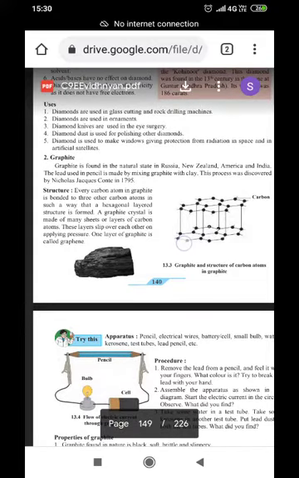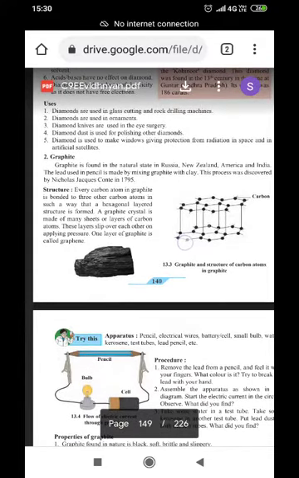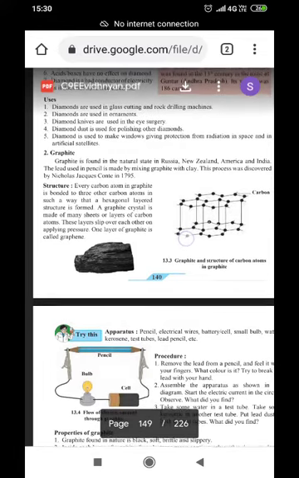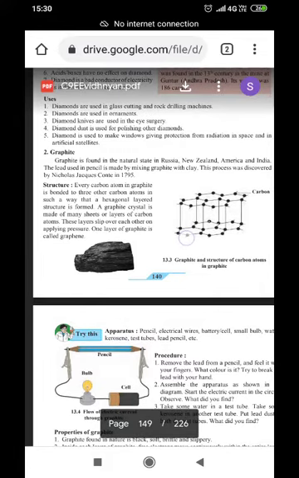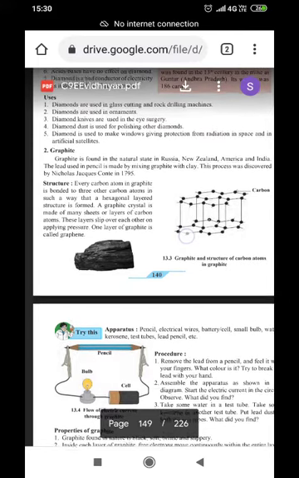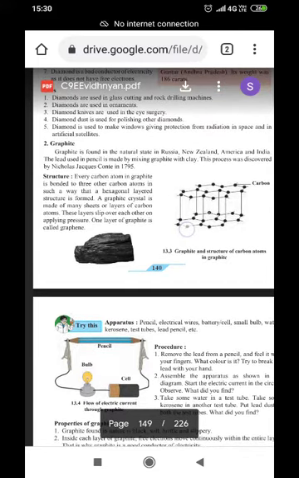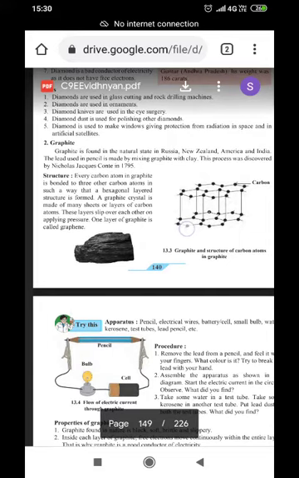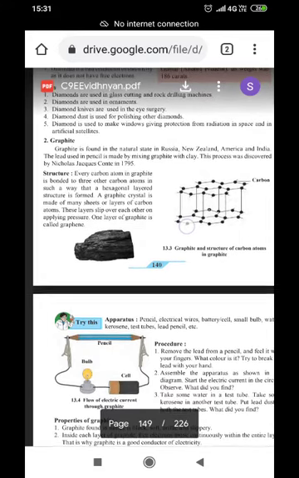Uses of diamond: diamonds are used in cutting glass and in rock drilling machines. Since they are very hard, they are used in drilling holes. Diamonds are used as ornaments. Everyone likes to wear diamonds. Diamond is one of the costliest ornaments.